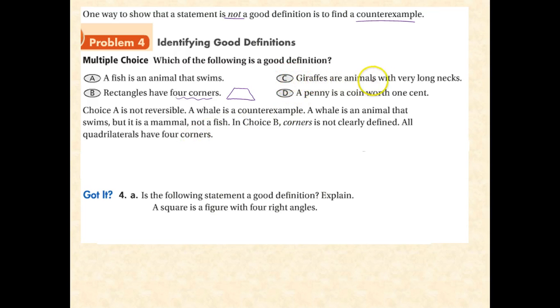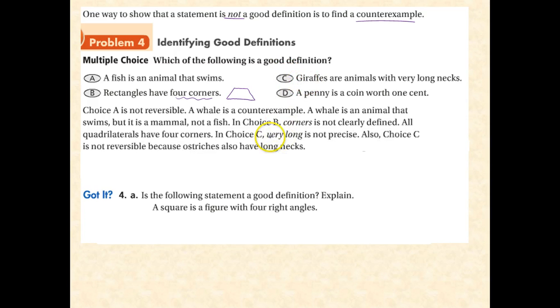So C, giraffes are animals with very long necks. Is that reversible? Is any animal with a very long neck a giraffe? Very long is also not precise. It's not reversible either. Ostriches have long necks. Just because an ostrich has a long neck doesn't mean it's a giraffe.